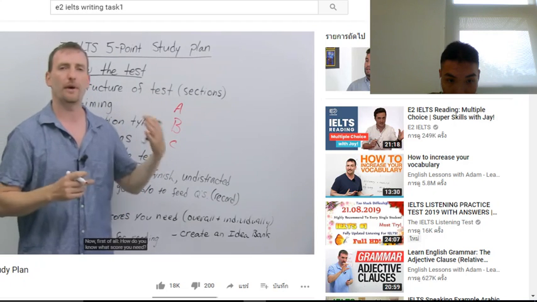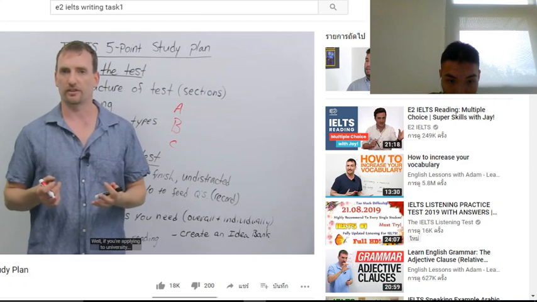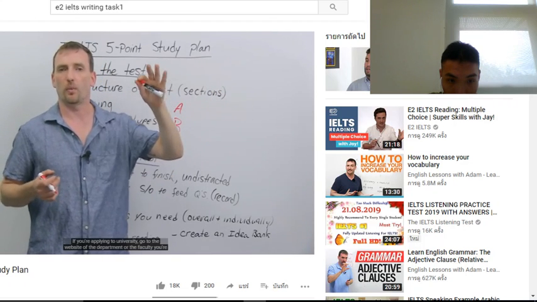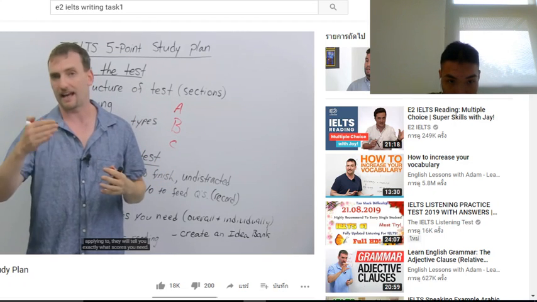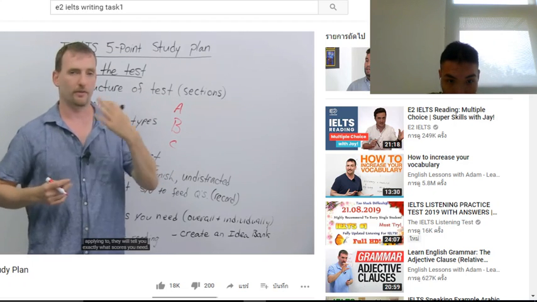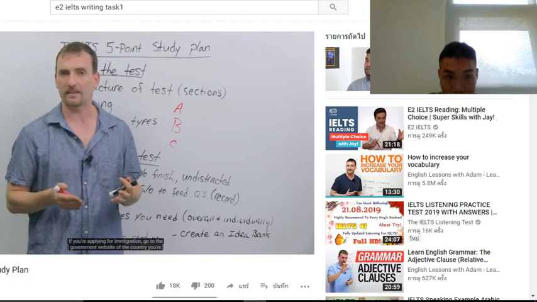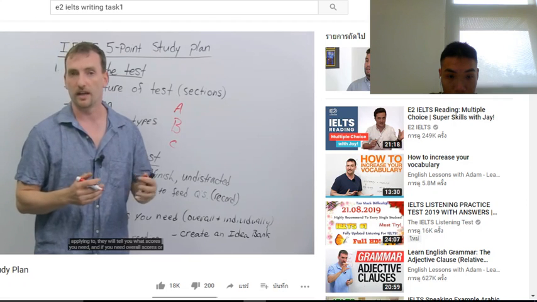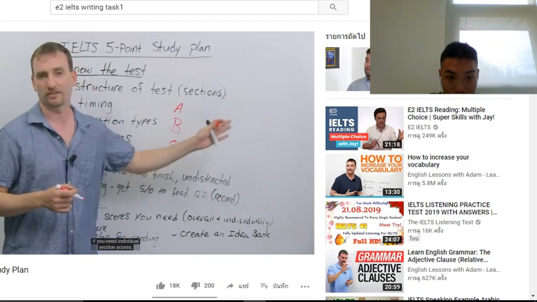Now, first of all, how do you know what score you need? Well, if you're applying to university, go to the website of the department or the faculty you're applying to. They will tell you exactly what scores you need. If you're applying for immigration, go to the government website of the country you're applying to. They will tell you what scores you need, and if you need overall scores or if you need individual section scores.